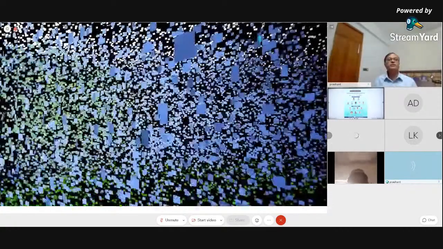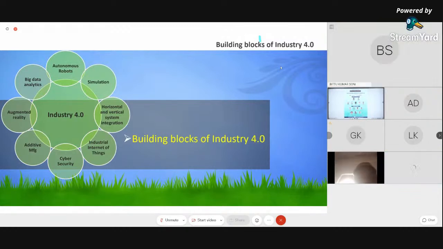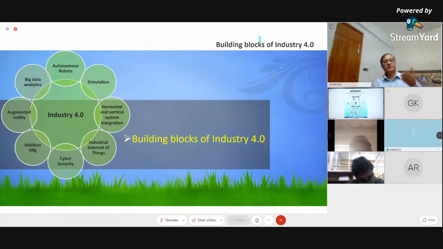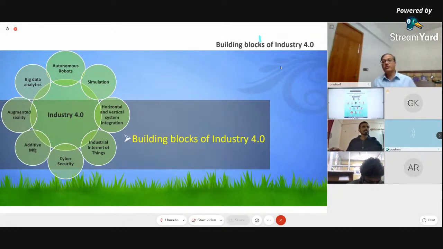Now, next we talk about the basic fundamental building blocks of Industry 4.0. Now, this is the catch. We've been talking about these building blocks individually, many times. So, for instance, we talk about artificial intelligence and machine learning. We talk about big data analytics a lot. We talk about robotics. We talk about augmented reality and virtual reality. We talk about additive manufacturing. These are the things which we have been talking about.